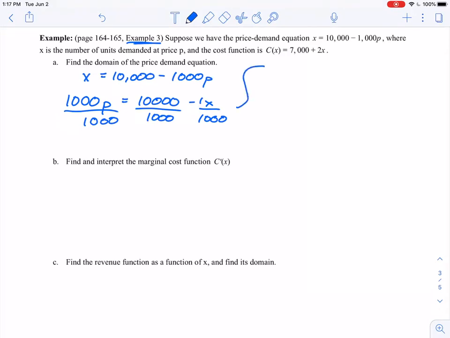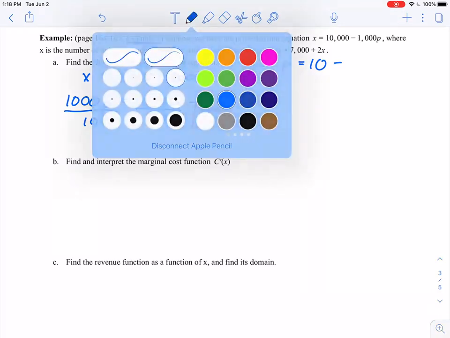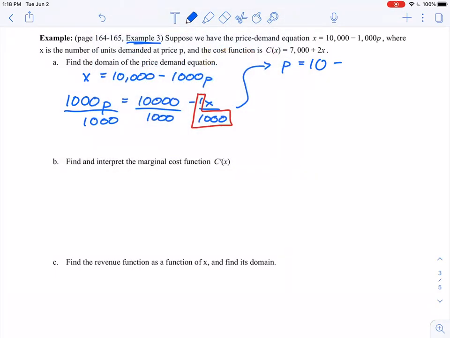So here what I end up with, I've got p equals 10,000 divided by 1,000, I should have 10 minus, here this is really 1 over 1,000. So you could leave it as a fraction, you could leave it as negative x over 1,000, but I know that there's a lot of us out here that are not the biggest fans of fractions. So another way we could write it is take 1 divided by 1,000, which is 0.001 times x, and this is my price-demand equation in terms of x. So here's my price-demand equation.